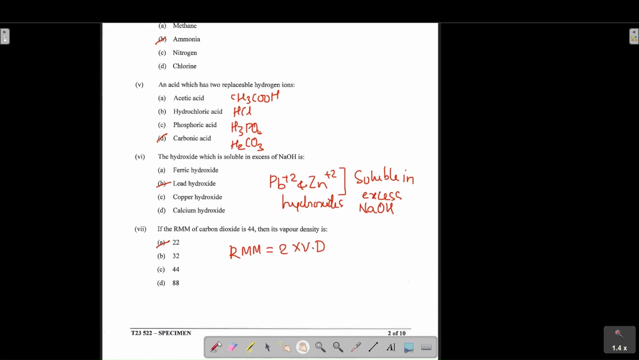Next, the hydroxide which is soluble in excess NaOH is lead hydroxide. You can see here that lead and zinc hydroxides are soluble in excess NaOH, only these two. The relative molecular mass of carbon dioxide is 44, so what is its vapor density? Use this formula: relative molecular mass is equal to 2 times vapor density. So vapor density is 44 divided by 2, which is 22.